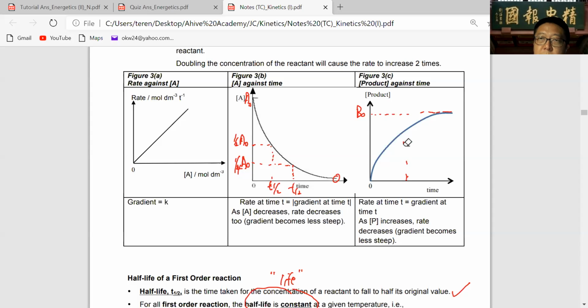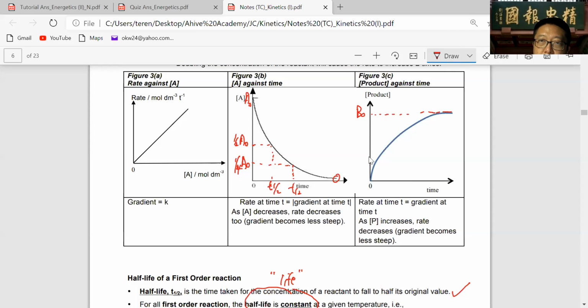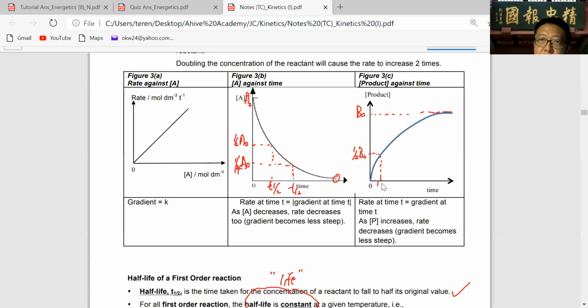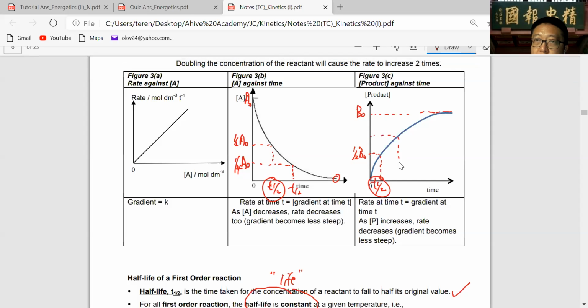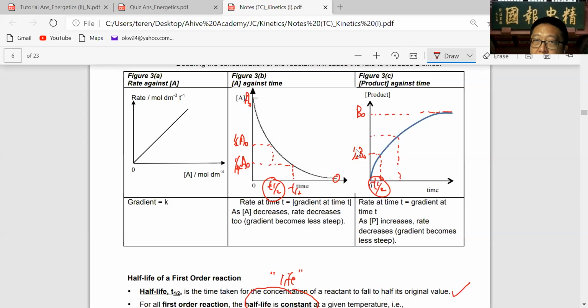Okay, wait, let me scribble this one down first. Okay, I put it lower. Half B0. This is the first half-life, t half 1, same as this. I circle this, I circle this. Right. The second one is half of this half, here. I want you all to take note of this. It is half of this half, not 3/4. It is half of this half, plus this half.